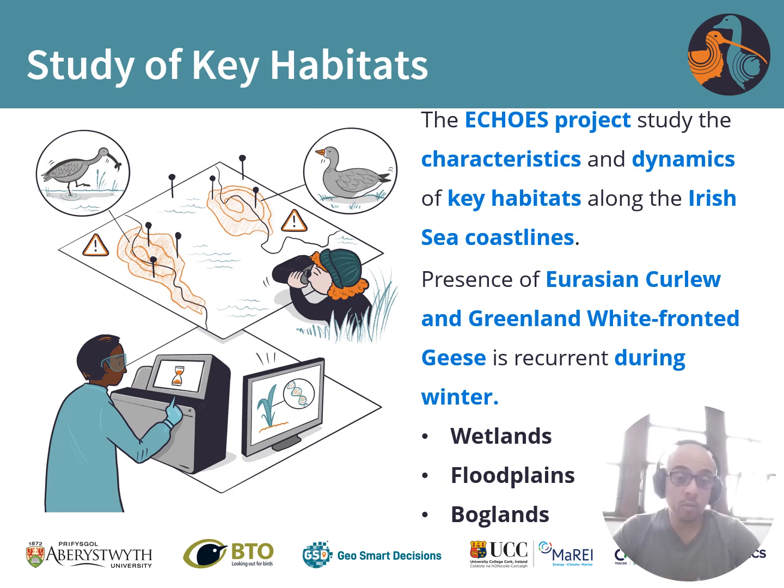Then the idea of the ECOS project with the study of the habitats is to understand the characteristics and dynamics of these habitats in the seacoast lines, in the IDC, and in particular, these habitats are the key habitats for the Eurasian curlews and for the Greenland white-fronted geese, which are the species of analysis of this project. Then to understand why these species come during the winter time, and why they are mainly focused in the wetlands, in the floodplains, or in the bogland areas.